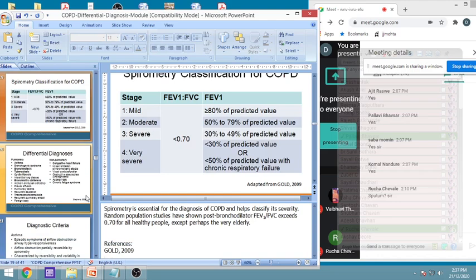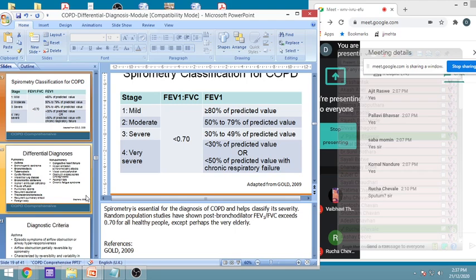Then, as I told you, very, very important is the FEV1 by FVC ratio. If it is less than 0.7, that is, if it is less than 70%, then we can say that yes, it has a chance of COPD. And on the basis of FEV1, we can have further categories. Mild is where your FEV1 is almost greater than 80% of the predicted value. Predicted value means the normal values of various persons during the normal respiratory rate.